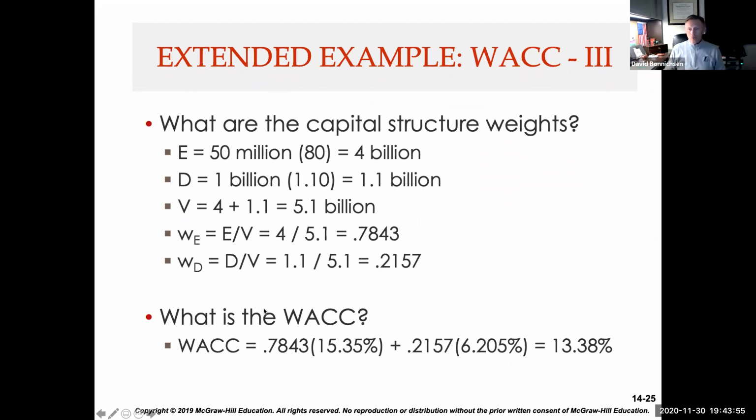Okay, so the weighted average cost of capital in this example is the sum of these two products, and we get to 13.38%. Now, somebody answer this question. Is this good or is this bad? Is 13.38% as a weighted average cost of capital, is that good or is that bad?